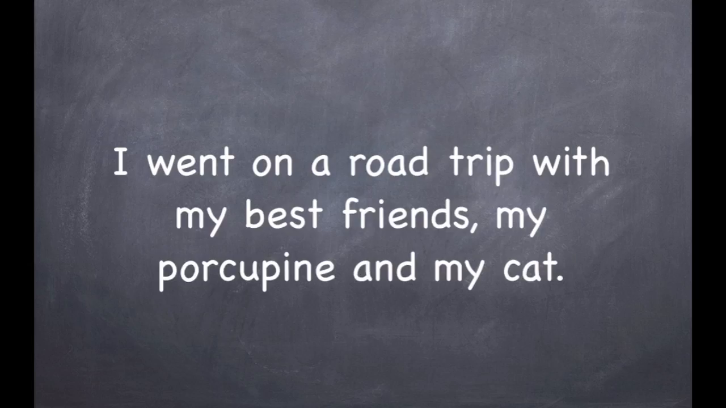Now the next sentence says the same thing, but without an Oxford comma. It says, "I went on a road trip with my best friends, my porcupine and my cat." So that last half of the sentence, my porcupine and my cat, kind of run together. And so when someone's reading that sentence, they could interpret that as you went on a road trip with your porcupine and your cat, who are your two best friends. Now there's nothing wrong with your porcupine and your cat being your best friends, but if you want people to think that you went with humans on this road trip, then you're going to want to use the Oxford comma.